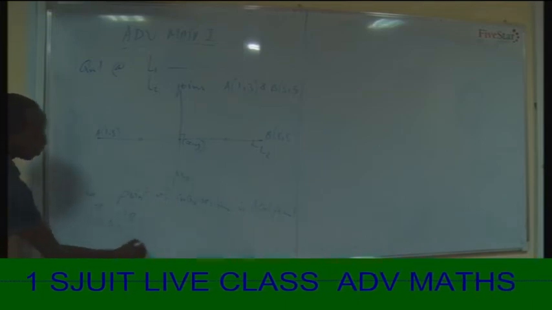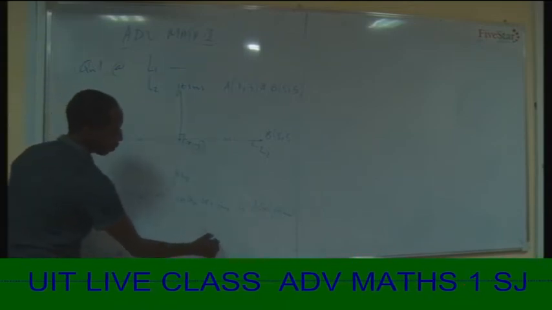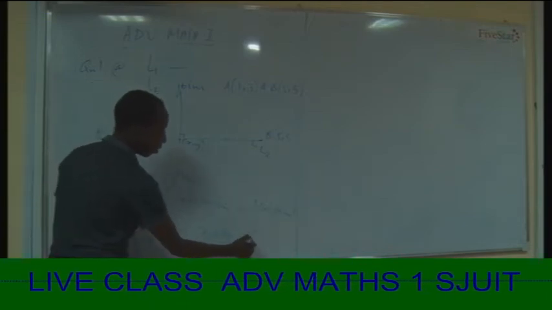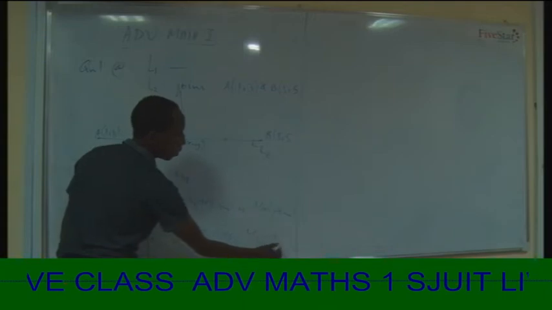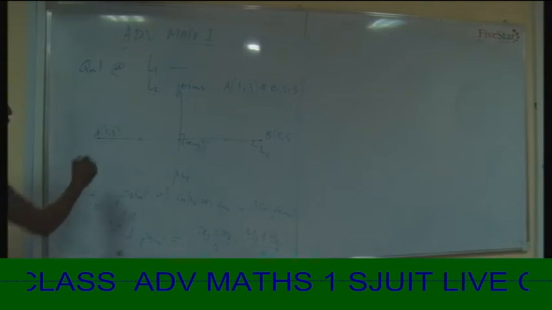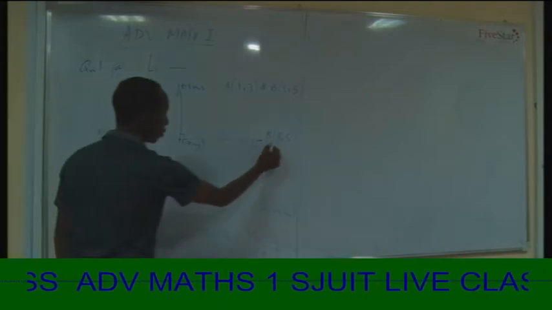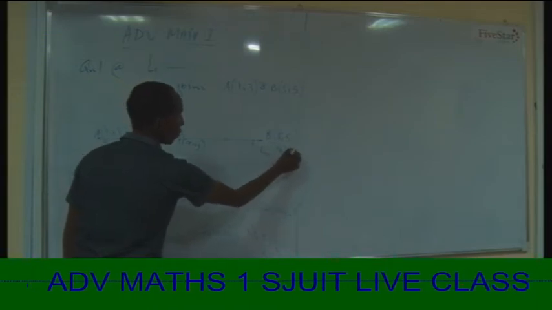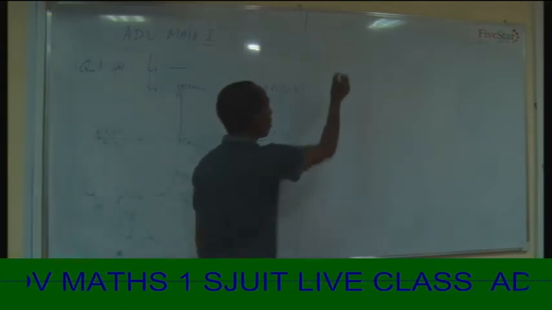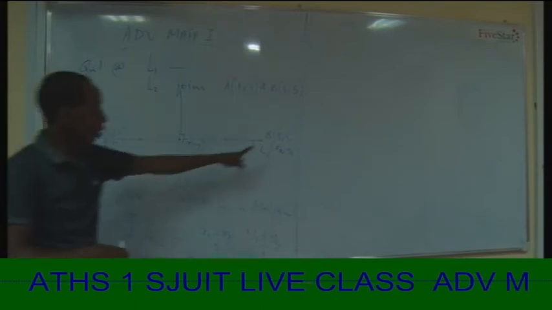We know that the midpoint is given as x1 plus x2 divided by 2, comma, y1 plus y2 divided by 2. This is the formula for finding the midpoint. Now we can call this point x1, y1, and this point x2, y2, to get the midpoint.